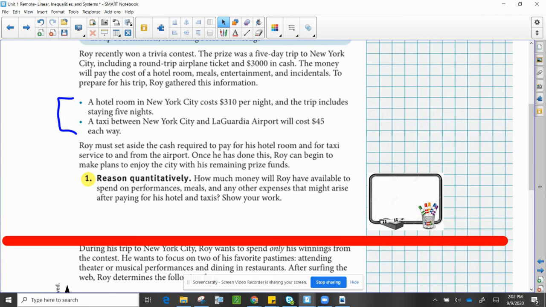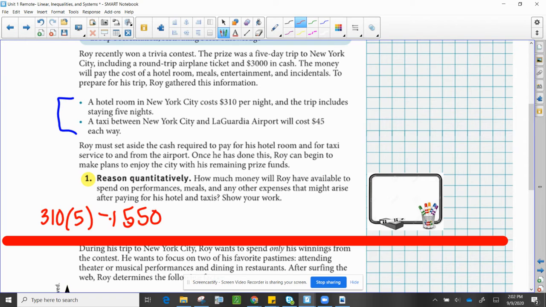Okay, well, if we calculate this really quick, if Roy is going to be spending $310 a night for 5 nights, then let's calculate that. That should be $1,550. Okay, he also has to take his taxi ride, that's $45 each way. So that's going to be costing him $90.